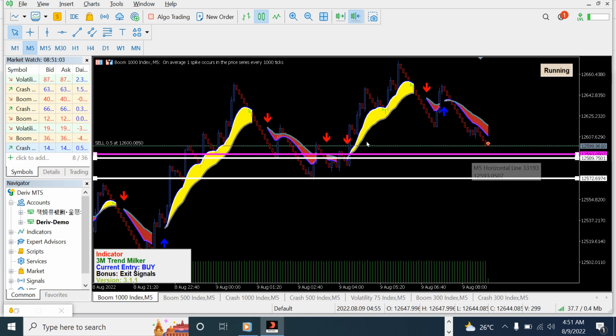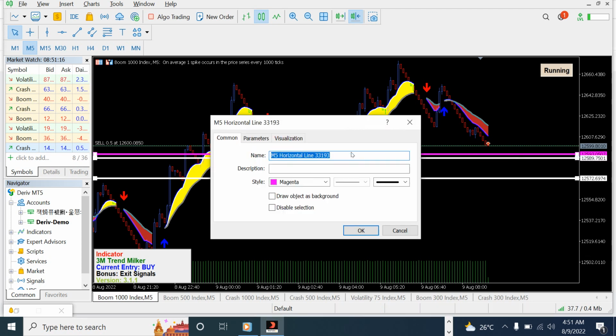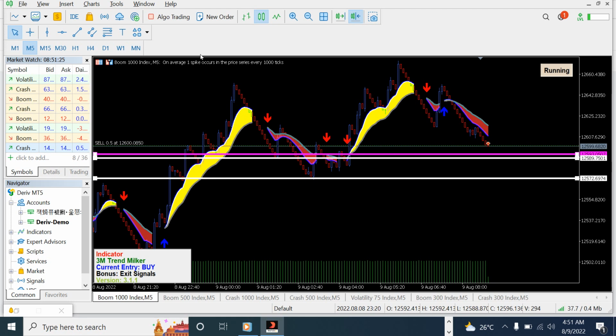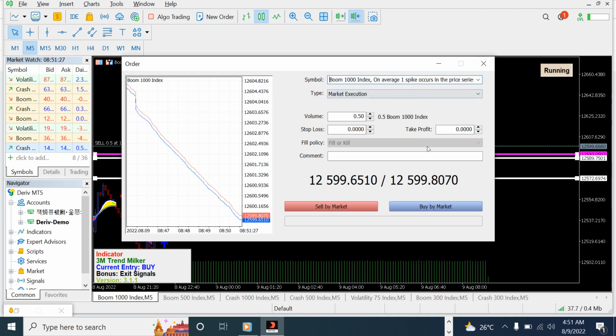Another way is, let's say you want to place an order and close it before the support zone where we are most likely to have a spike. You copy the parameters for this horizontal line. You copy this code right here. I'm going to copy it from there, go to new order, and place it at take profit.